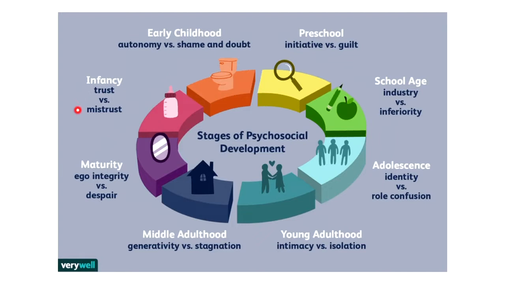So the first one is trust versus mistrust. Second, autonomy versus shame and doubt, initiative versus guilt, and as they head into school, industry versus inferiority, into the adolescent identity, young adult intimacy versus isolation, middle adulthood generativity versus stagnation, and finally ego integrity versus despair.